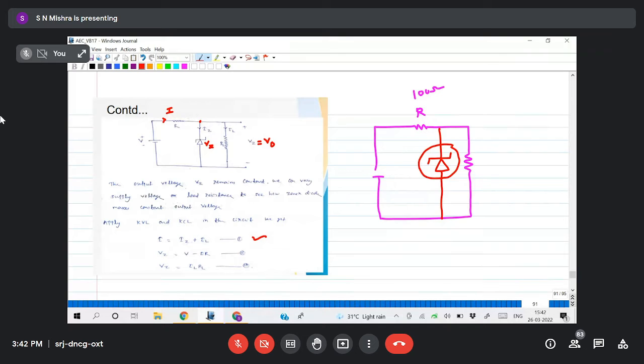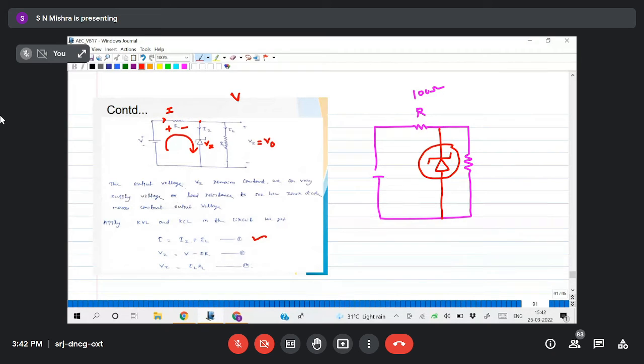Now you apply KVL in this loop. What will we get? Minus plus V. Then how much resistance will I get here?